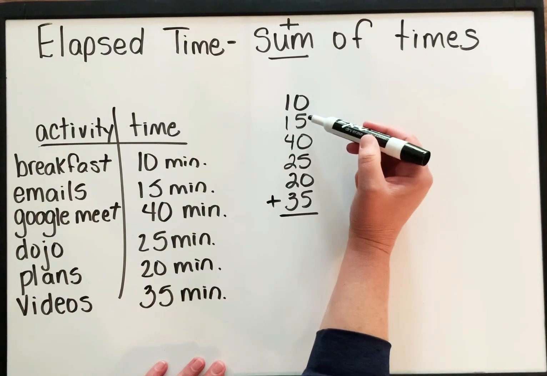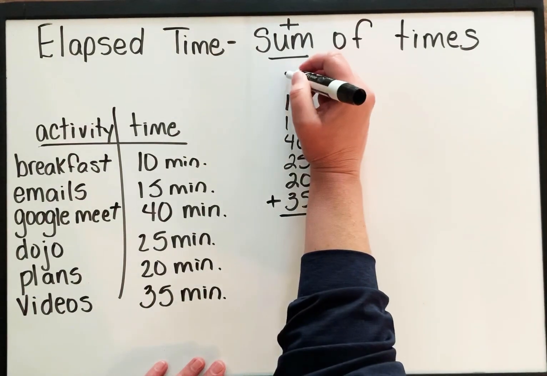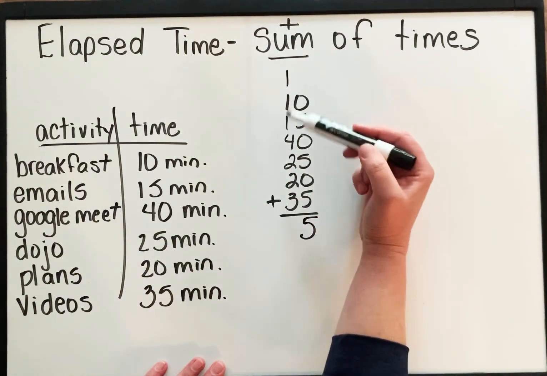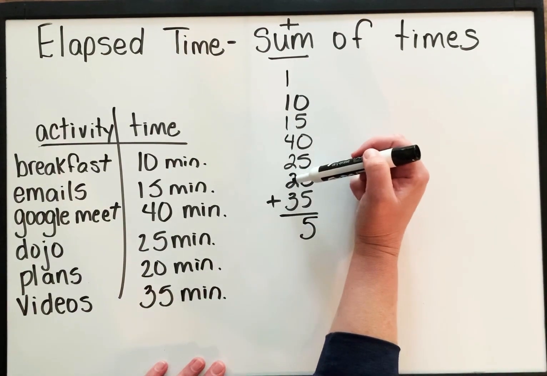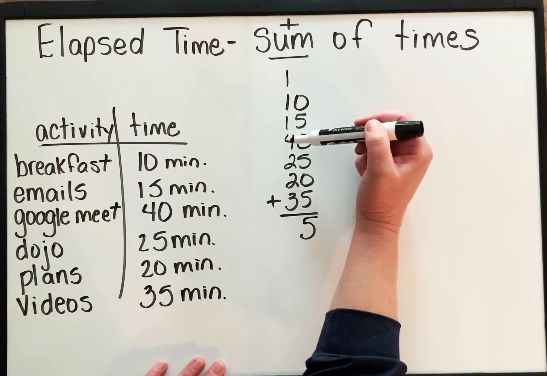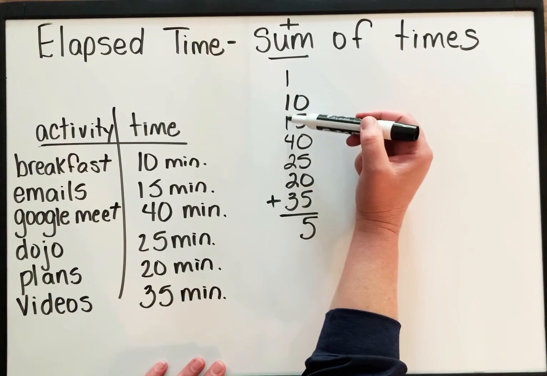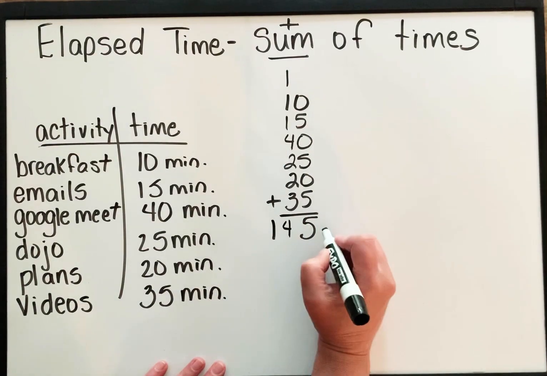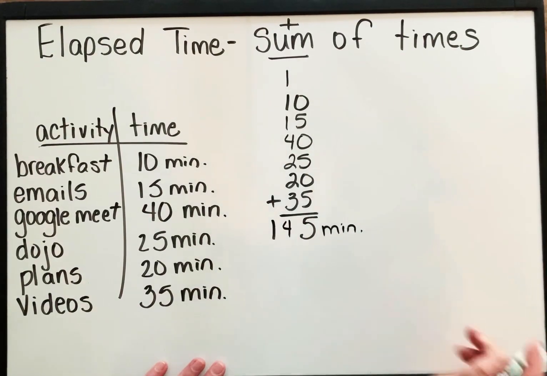So ones place, I've got 5, 10, 15, so that's 1 ten and 5 ones. Now let's add up our tens column. So 3, 4, 5, 6, 7. 7 plus 4 is 11, 12, 13, 14. So I have a total of 145 minutes.